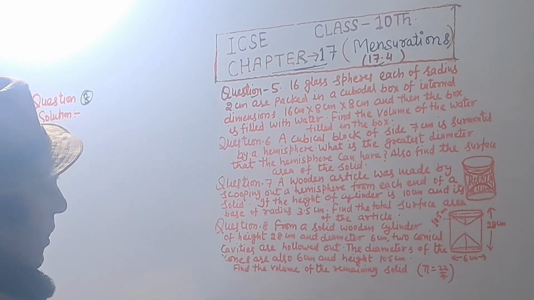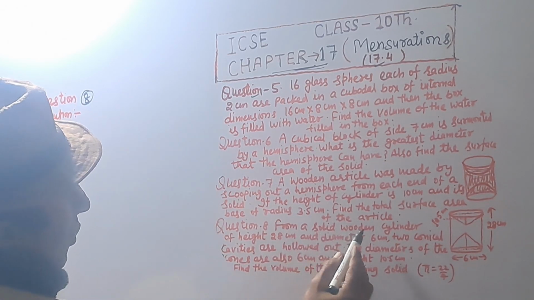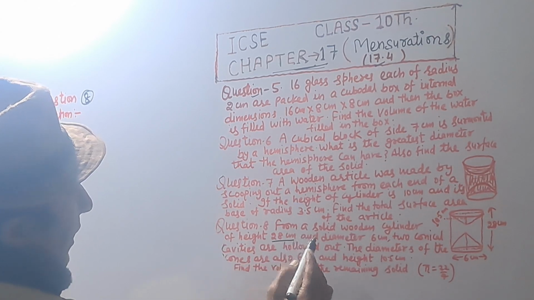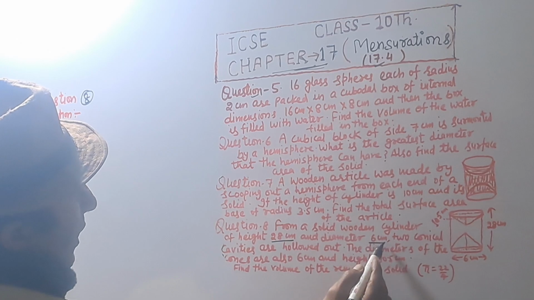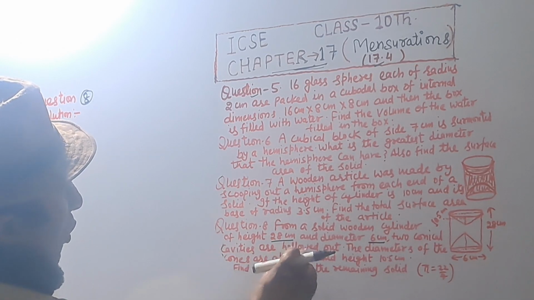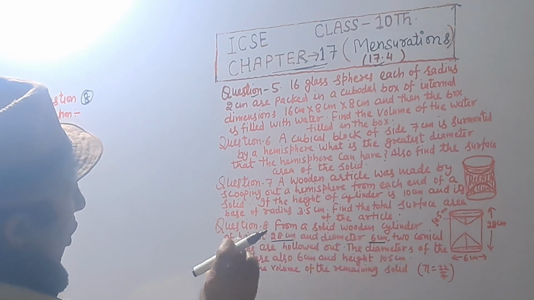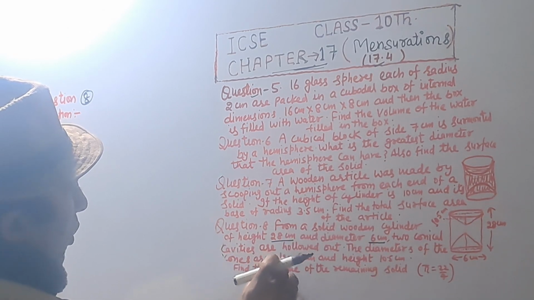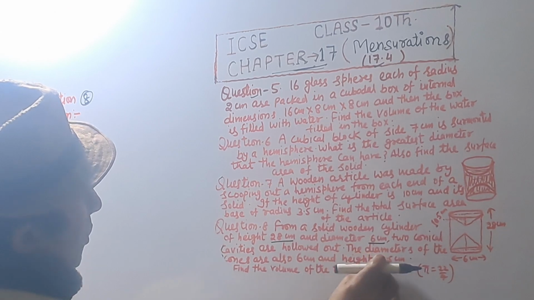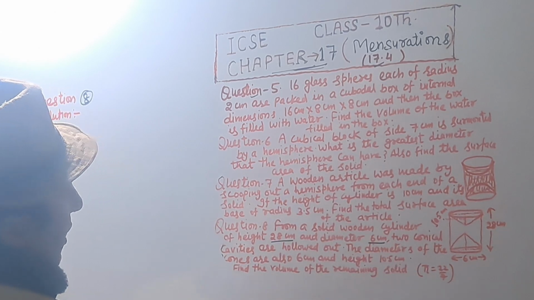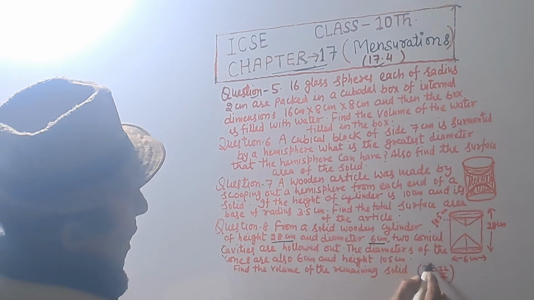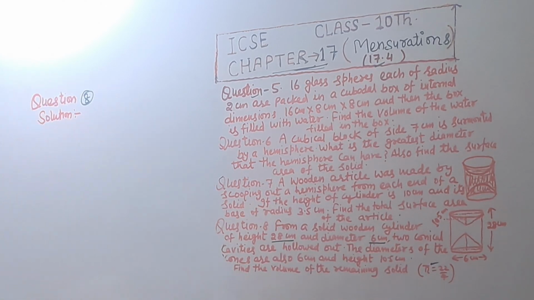Question number 8. From a solid wooden cylinder of height 28 centimeter and diameter 6 centimeter, two conical cavities are hollowed out. The diameters of the cones are also 6 centimeter and height is equal to 10.5 centimeter. Find the volume of the remaining solid. Take pi equal to 22 upon 7.